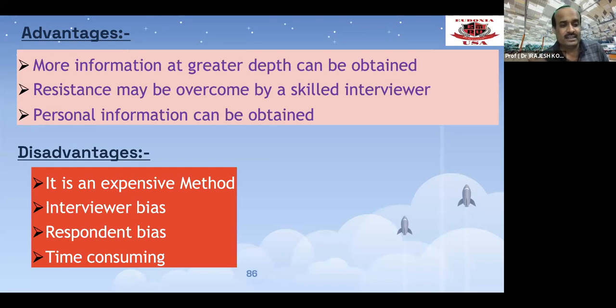For assessing, it is very expensive. Interviewer bias gives rise to problems, so we have to be neutral. Then there is respondent bias, and it is time consuming.